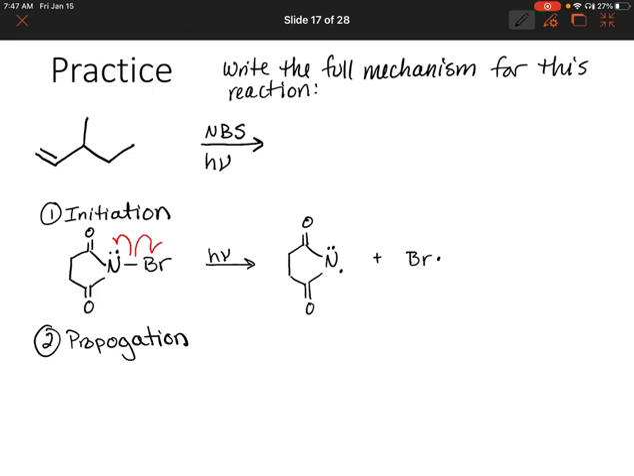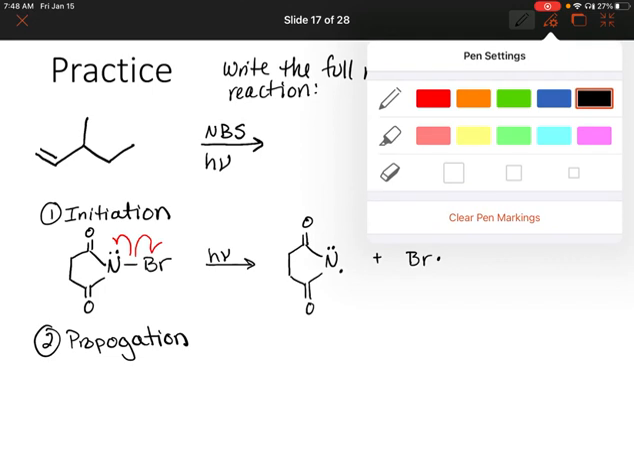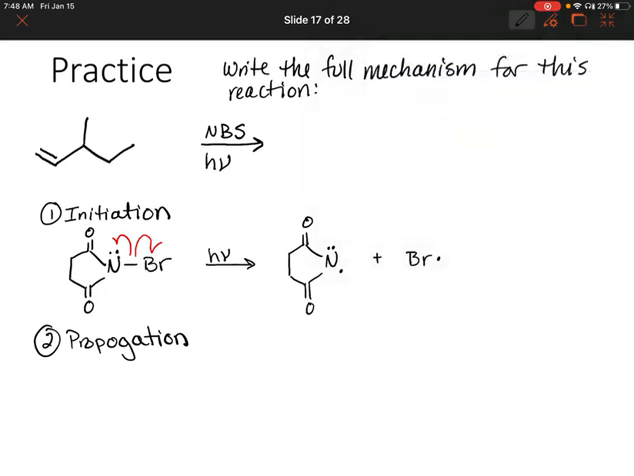Remember, we just talked about allylic bromination. So we would abstract a hydrogen from an allylic position if it's available, because remember, an allylic radical will give us resonance structures, which are very stabilizing. So let's redraw the starting material as well as our bromine radical, and we're going to, again, abstract a hydrogen from the allylic position.